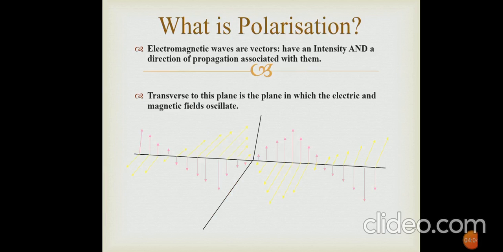So what exactly is polarization? Polarization is nothing but a property of electromagnetic waves, which are vectors and have an intensity and a direction of propagation associated with them. Just see this diagram. The transverse plane is the plane in which the electric and the magnetic fields oscillate.